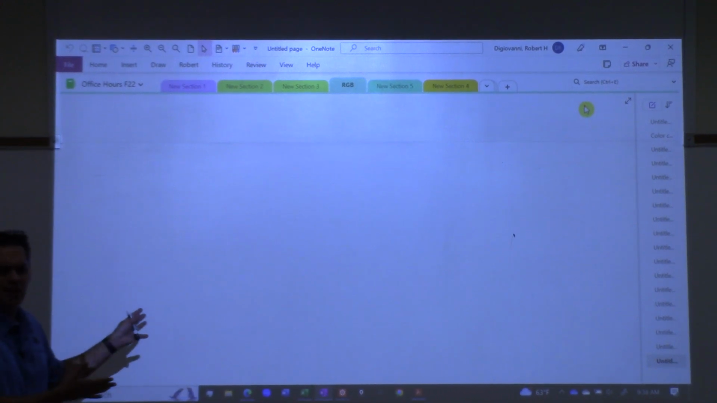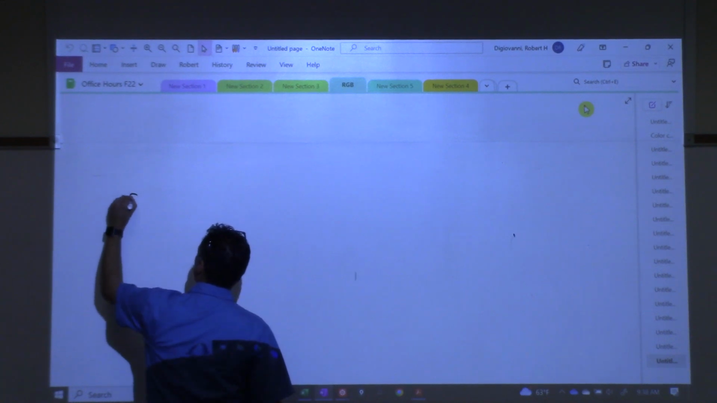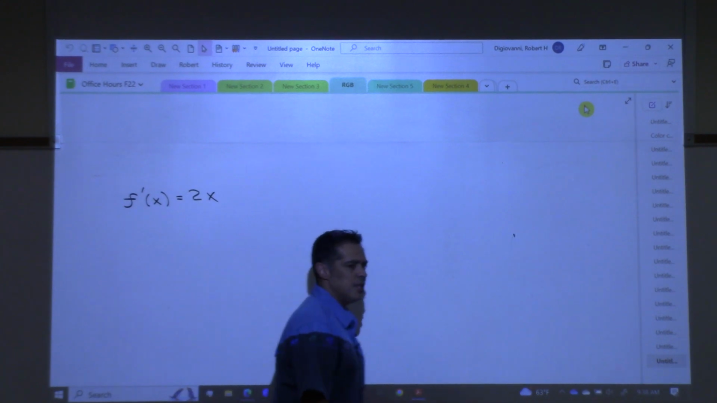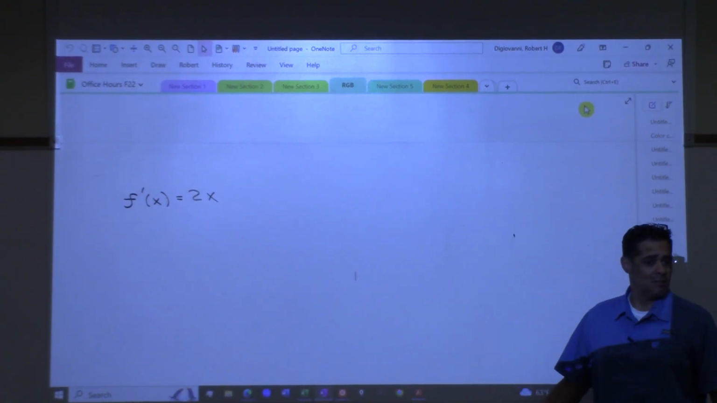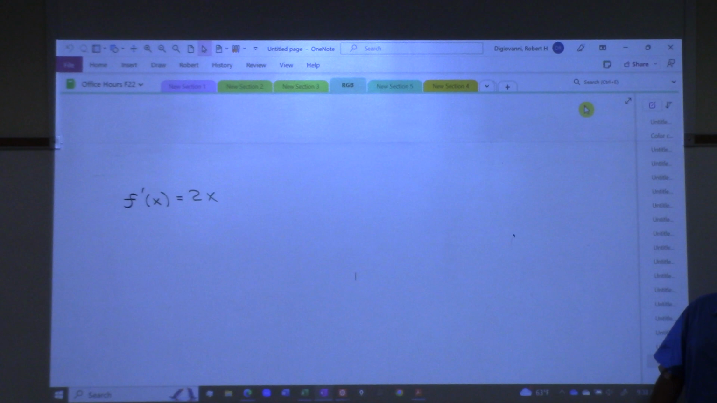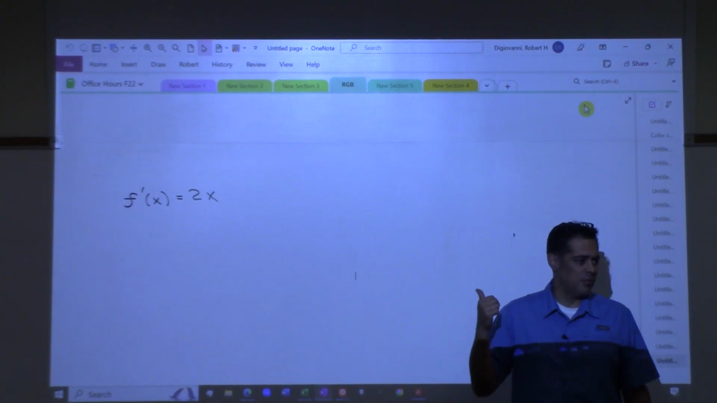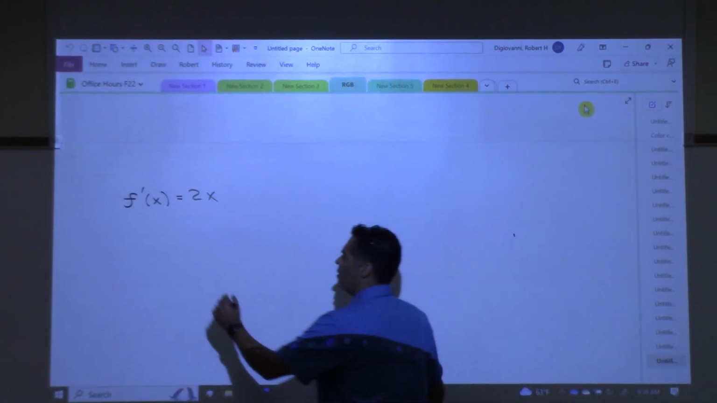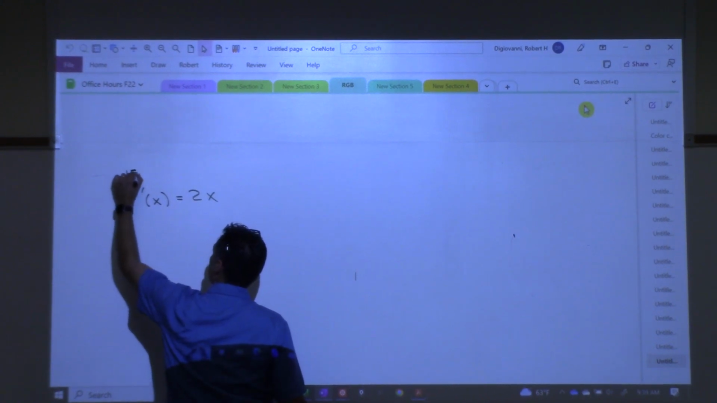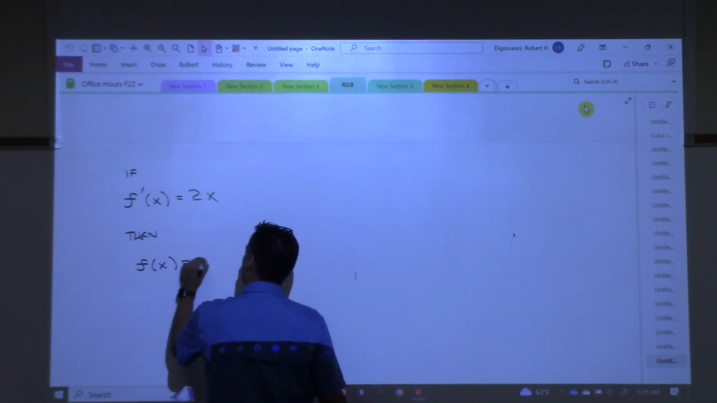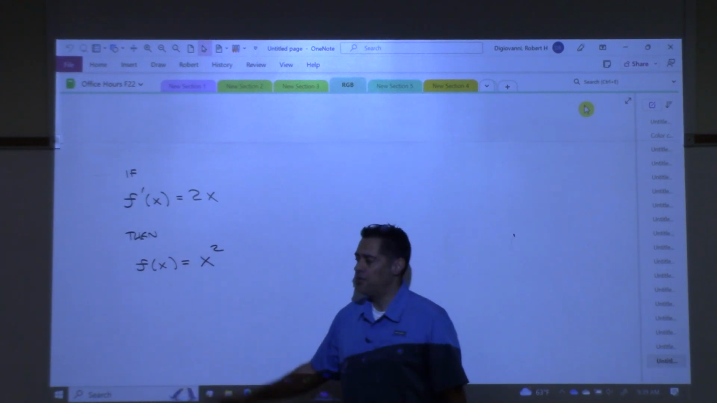So here's a very fundamental problem, all right? Just a very simple problem. What if I tell you this? What if I tell you that the derivative of some function is 2x? Can you tell me what the function was? It's going to be x squared. X squared, right? So by looking at that, we should recognize that that's the derivative of x squared. So I know from this, so I say if this is true, then I can say that f of x had to be x squared, right? Because the derivative of that is that.